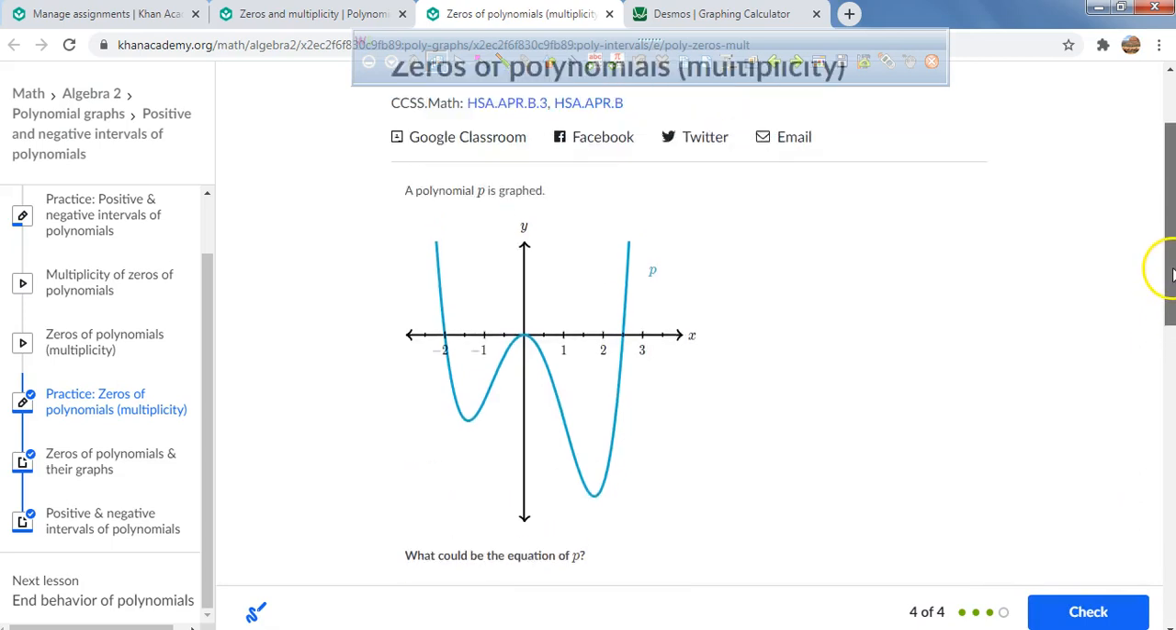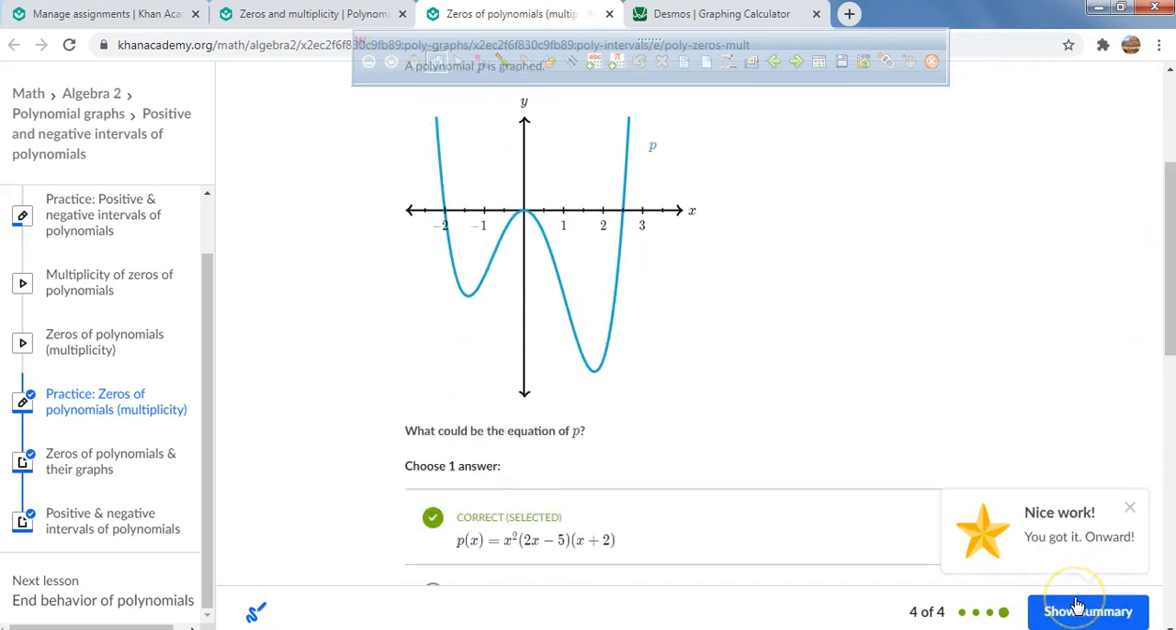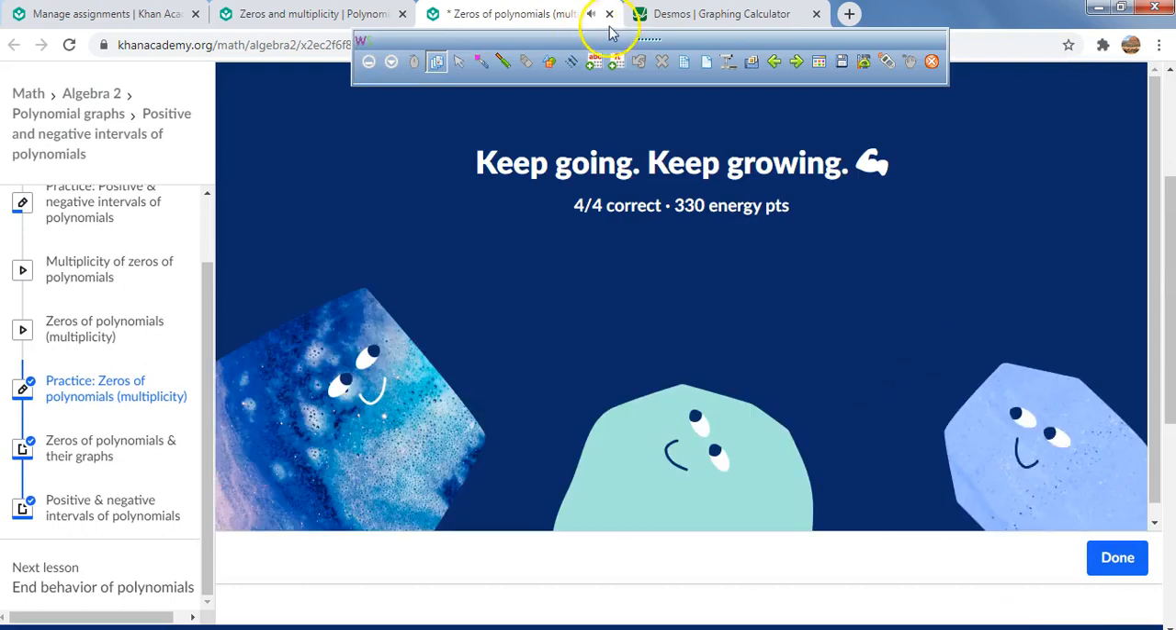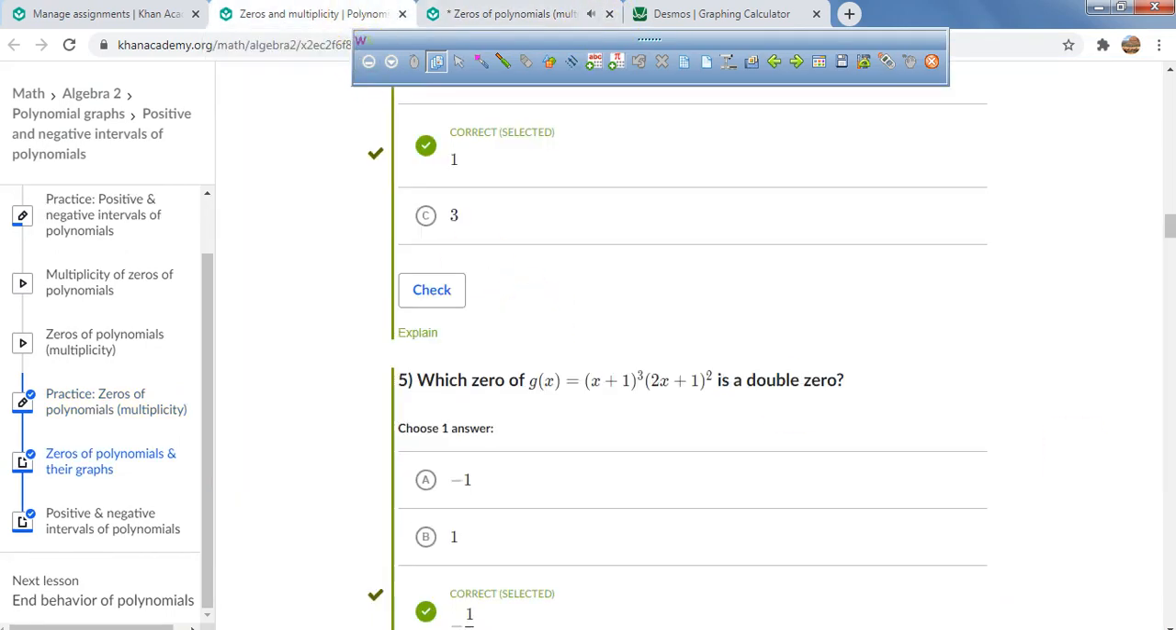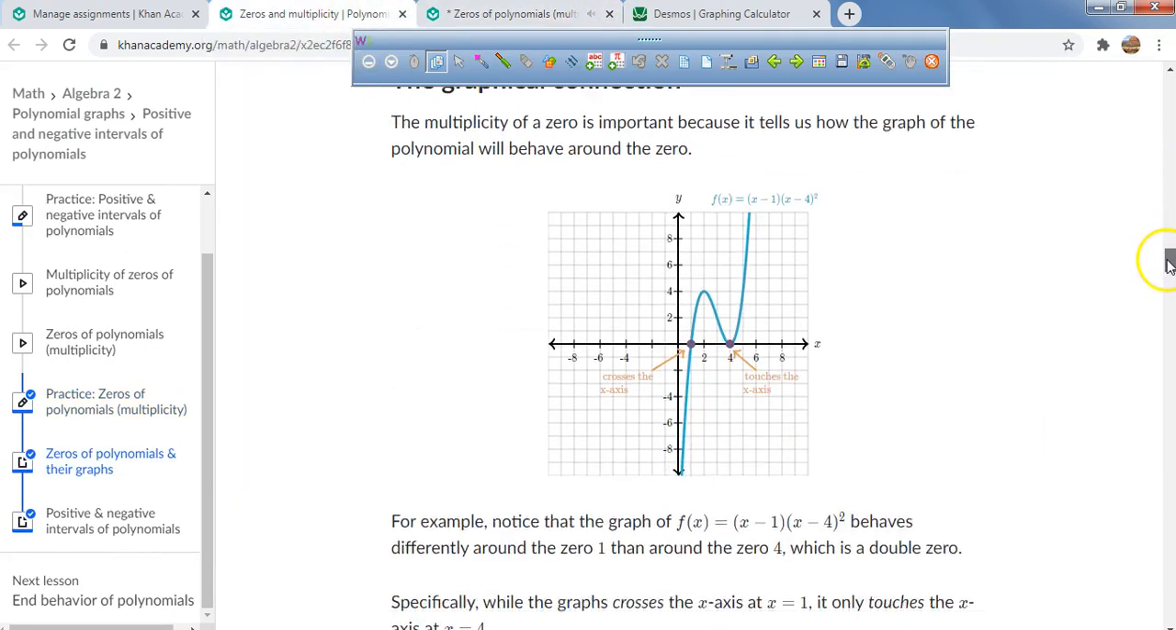And this is what you're going to be looking for when you're looking for multiplicity of zeros. Okay? So I'm going to go ahead and take a look at one of our examples right here.